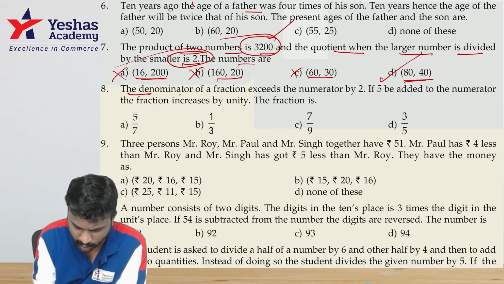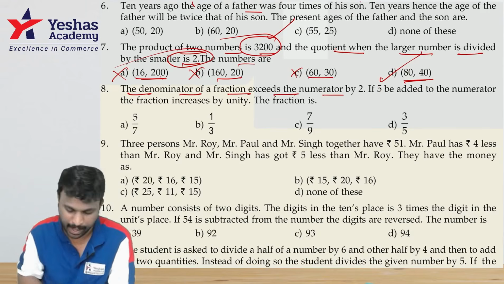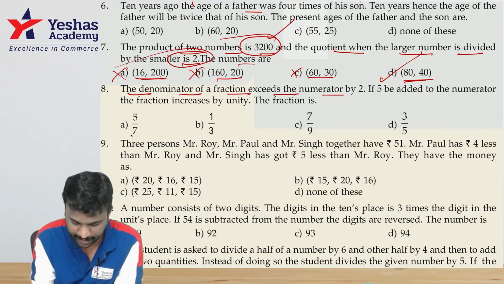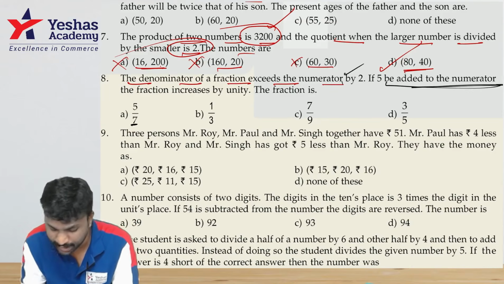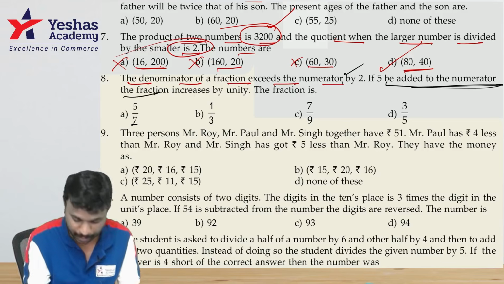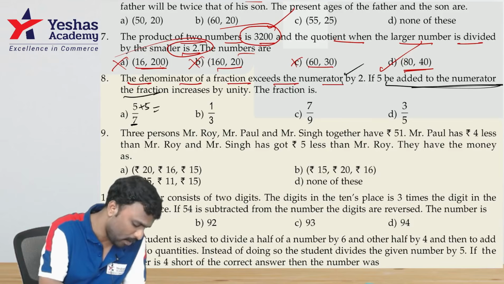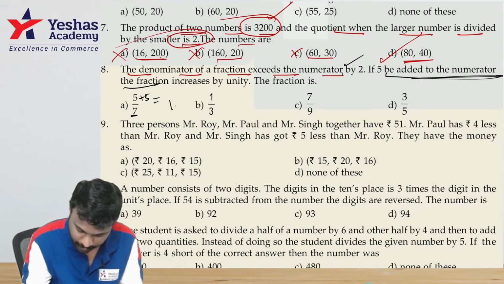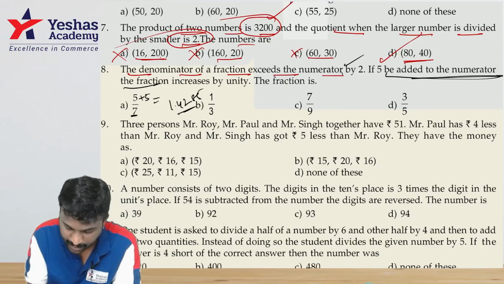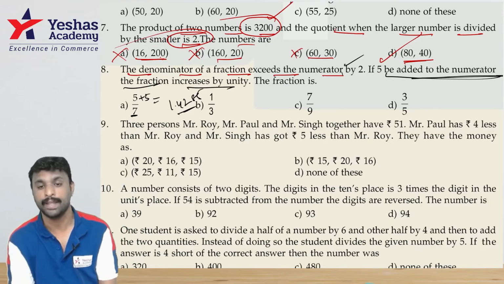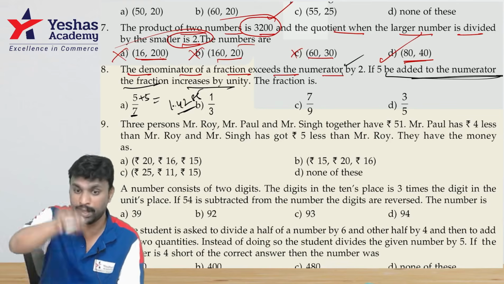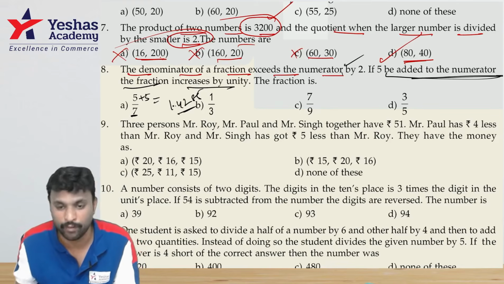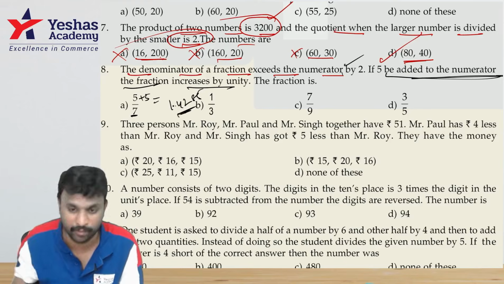Guys, moving on to the next question: the denominator of a fraction exceeds the numerator by 2. If you look at the first option, the denominator is definitely 2 more than the numerator. The first condition is satisfied. If 5 is added to the numerator, it becomes 10 by 7. What is 10 by 7, guys? 1.4285. The resultant fraction becomes 1.4285. What have they said? The resultant fraction increases by unity. That means the older fraction should have been 0.4285.